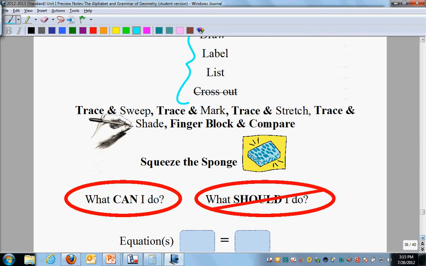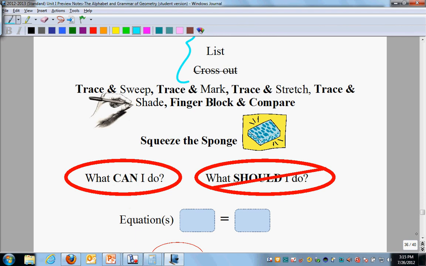Then you're going to incorporate a battery of physical techniques when you're working with diagrams in geometry. It's all about the diagrams. You're going to see these cues. You're going to trace and sweep angles, trace and mark on the diagram, trace and stretch out lines, trace and shade in regions on diagrams. You're going to use your fingers to block lengths and compare lengths. Notice all of these cues involve physically putting your pencil on the paper, tracing, and basically physically messing with the diagrams on paper. Doing that physically on paper helps your brain register the information.